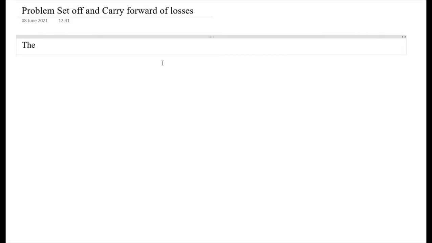This is a problem on set off and carry forward of losses. The question is: the following are the computed incomes of Mr. Jakanur for the previous year 2019-20.